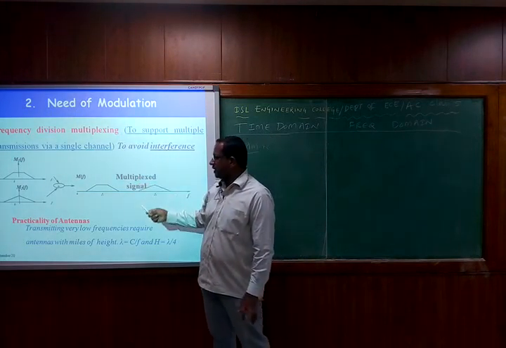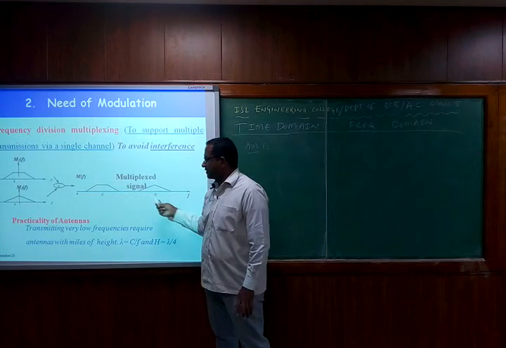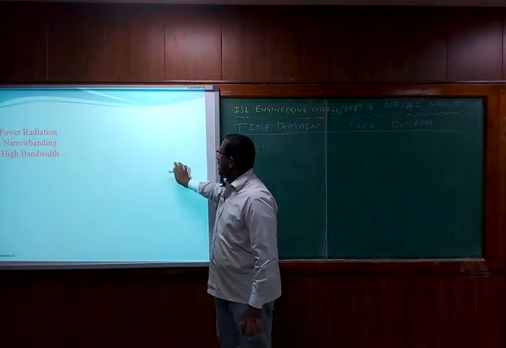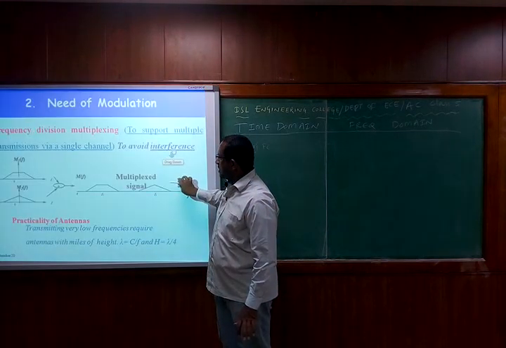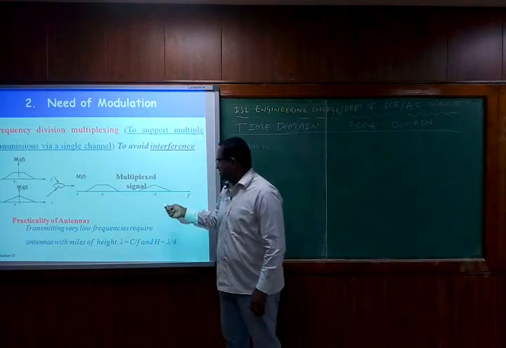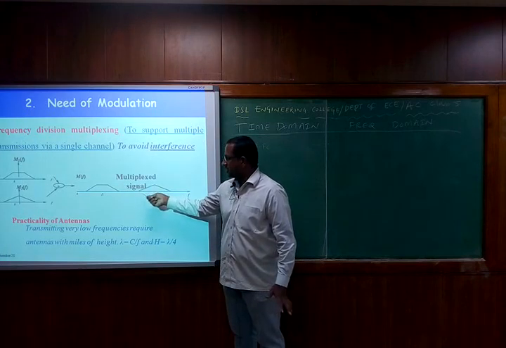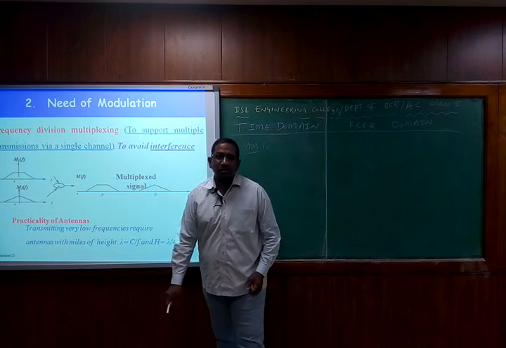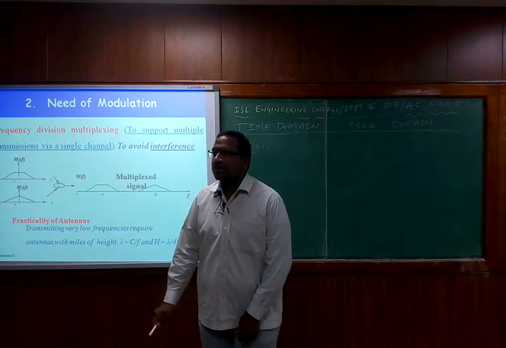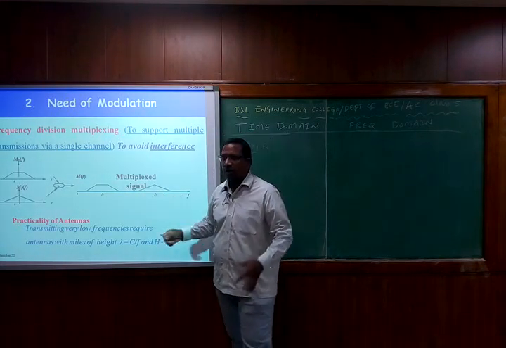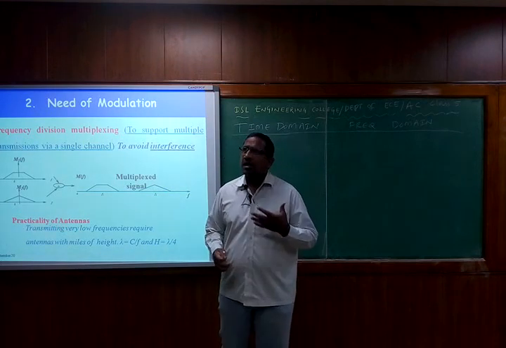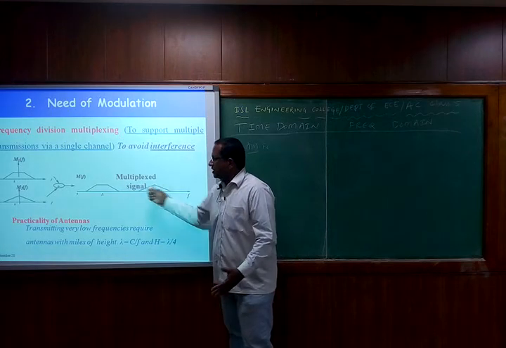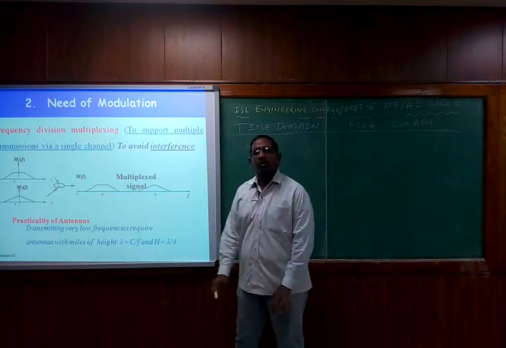Now since they are different, what am I doing? To transmit this F1 signal, I am simply allocating the bandwidth from 0 to F1. To transmit another signal, I am allocating bandwidth from 0 to F2. In between, I am leaving some space. This space is known as the guard band. It is normally kept empty in order to protect the two signals from interfering. Because of these guard bands, these two signals won't interfere with each other.